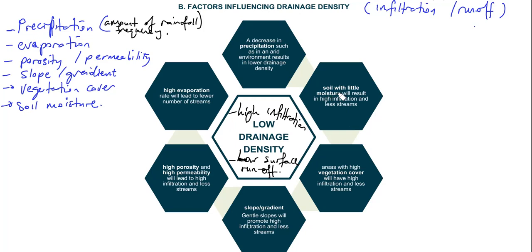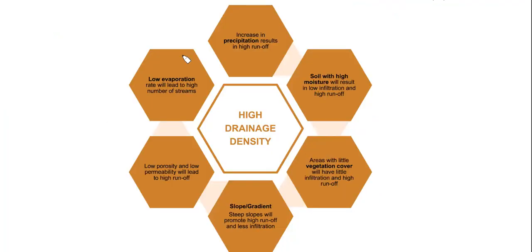Now let's talk of a soil with little moisture. If the soil has little moisture, it means it's going to allow more infiltration because it still needs to absorb water. When it's absorbing water, that's infiltration. And what happens? We have less runoff, low drainage density. So I hope you have mastered these. These are the factors that you must always indicate. You must understand vegetation cover: what does vegetation cover mean, and how does it affect drainage density? If you know that, then you are home and dry.